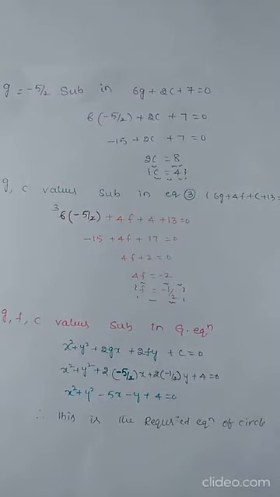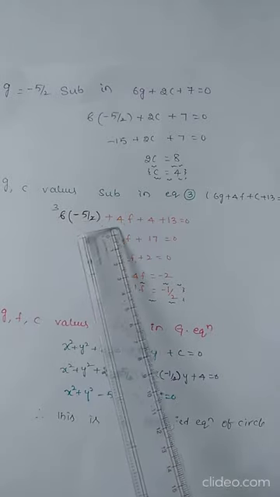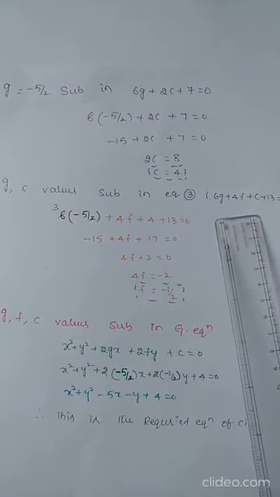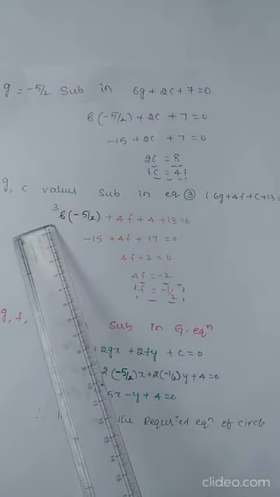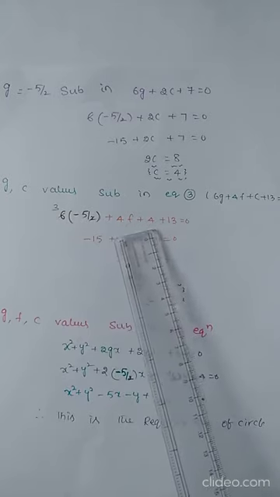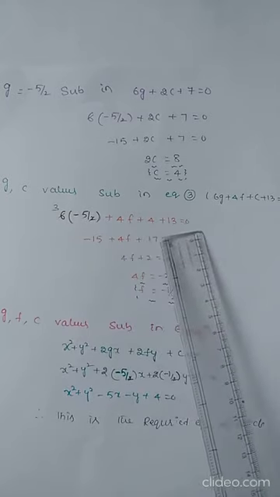So we get the values of g comma c. Therefore, g comma c values are substituted in equations 1, 2 and 3 to get the value of f. Therefore g comma c values substituted in equation 3. What is the equation? 6g plus 4f plus c plus 13 is equal to 0. What is the value of g here? 6 into minus 5 by 2, plus 4f plus, what is the value of c here? 4.